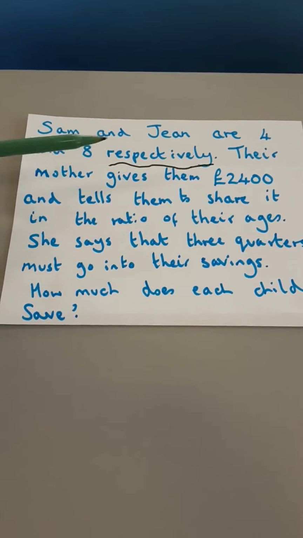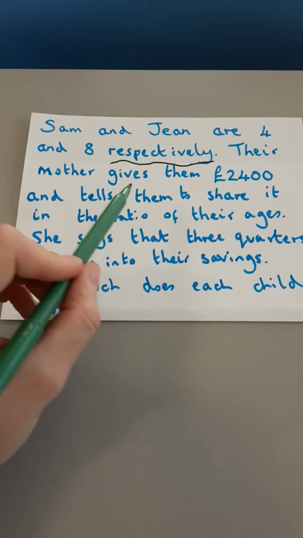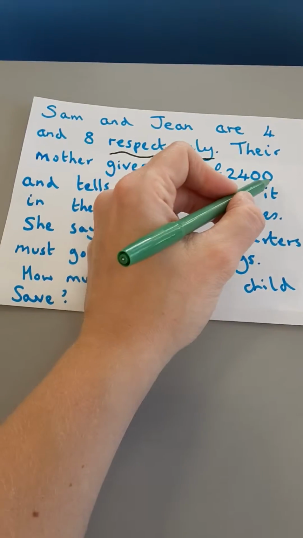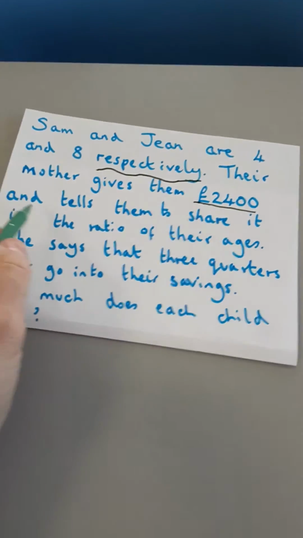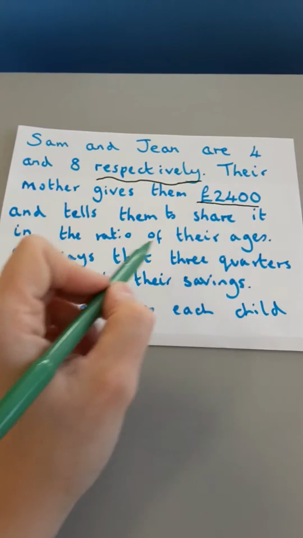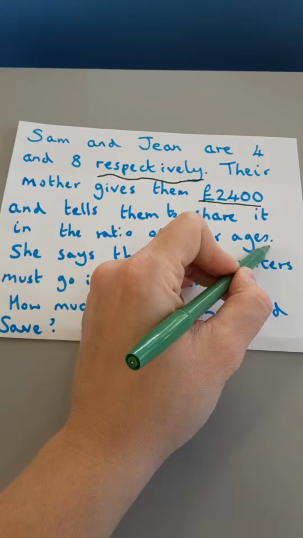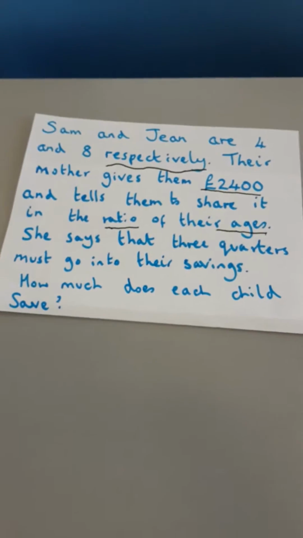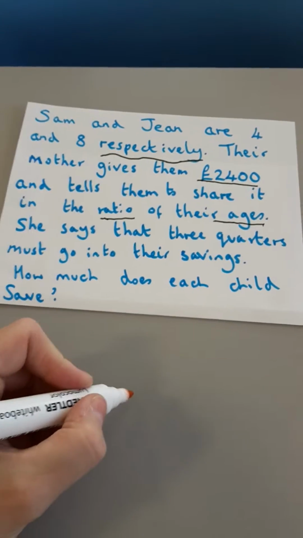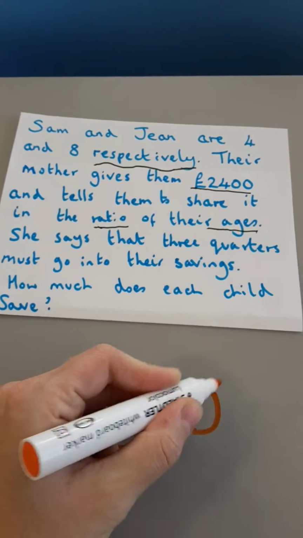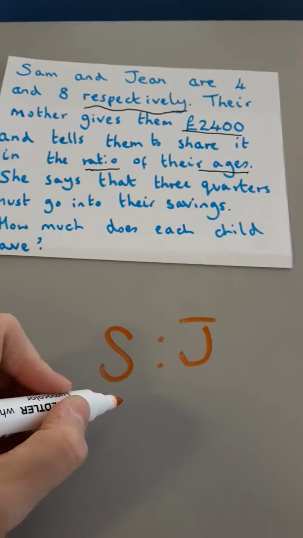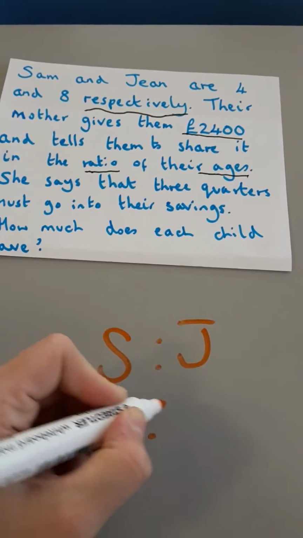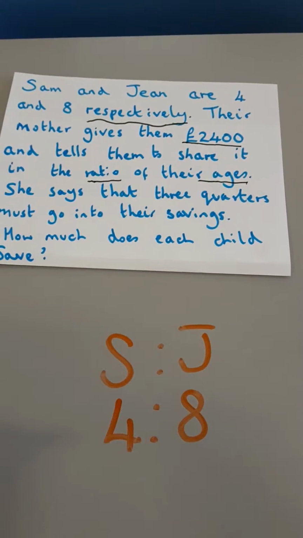Their mother gives them £2,400 and tells them to share it in the ratio of their ages. So this would be the first thing I would deal with. This is the amount of money I'm dealing with, and I know that I'm having to share it in the ratio of their ages. So I'm going to write that down to help me. Sam and Jean, a really good idea is to always work down your page so that you can keep track of what money goes to which person.